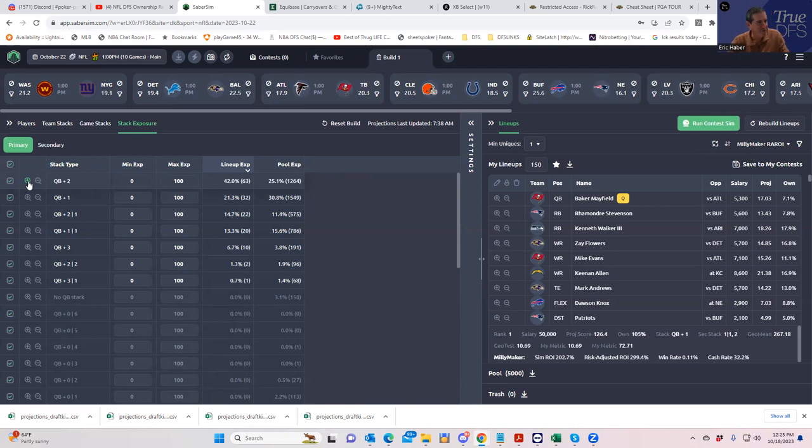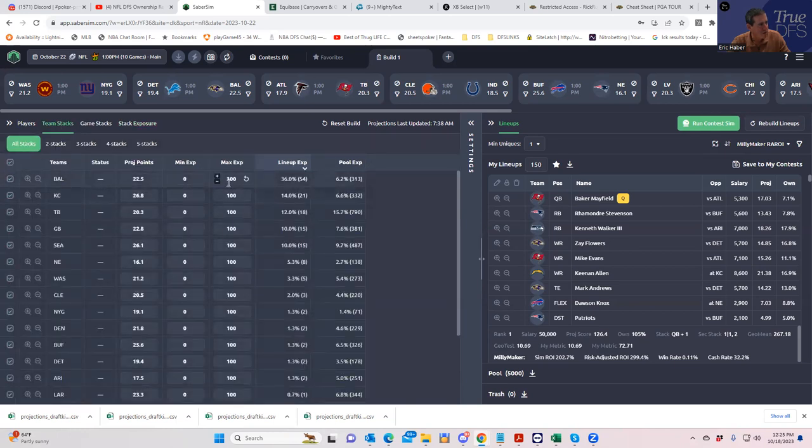Most of the optimals from these contest sim runs are getting stuff like QB plus two and not really worried too much about the run backs. So I find that somewhat interesting. So again, to give you an idea of where we are, at least early in the day, we have Baltimore as really the top stack by a lot, followed by Kansas City, Tampa, Green Bay, and Seattle.